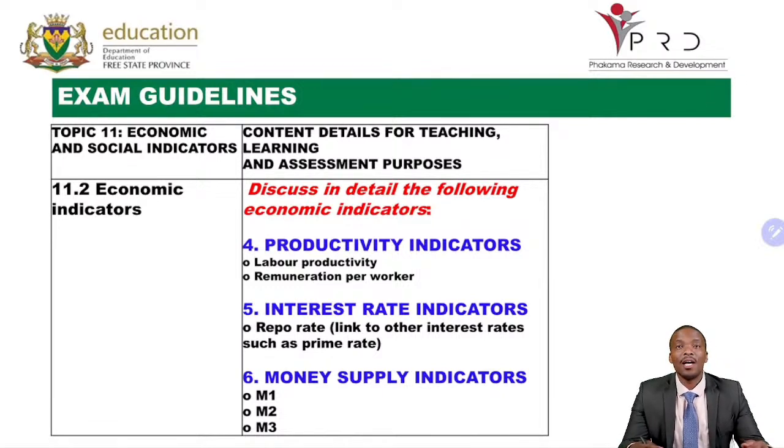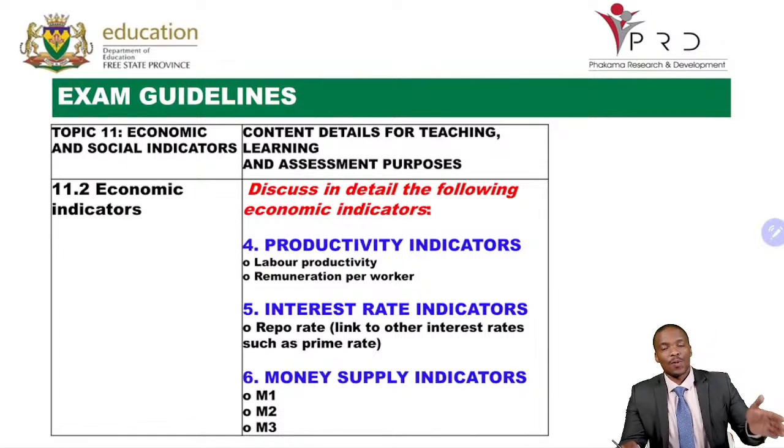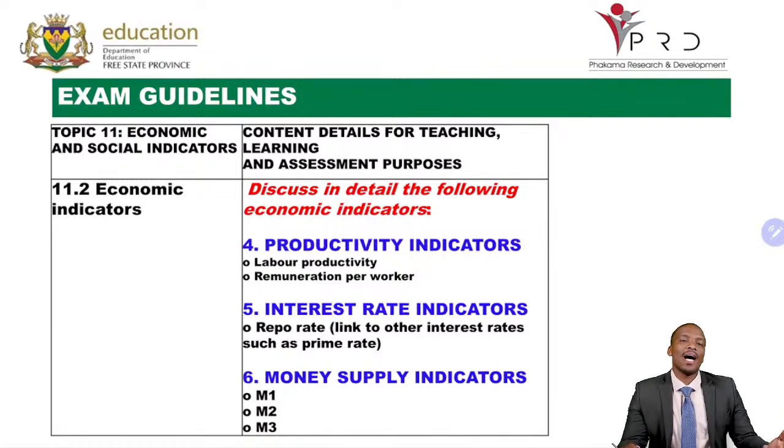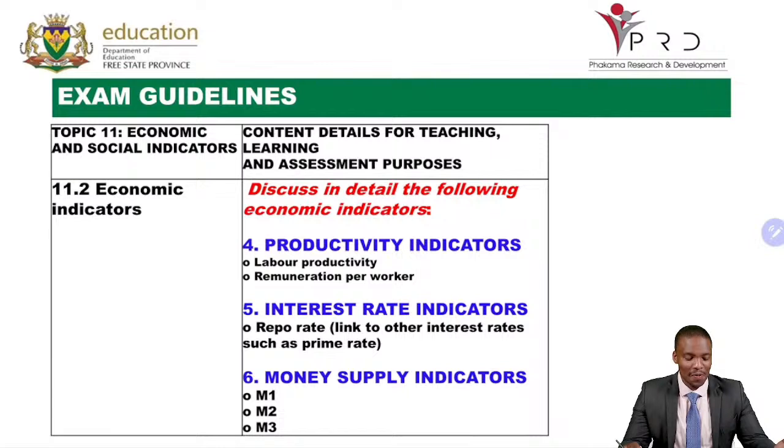Here we are looking at M1, M2, M3. As we continue, we're going to be focusing on what is included under M1, what is included under M2, and also what is included under M3. So those are your 6 subtopics under economic indicators.